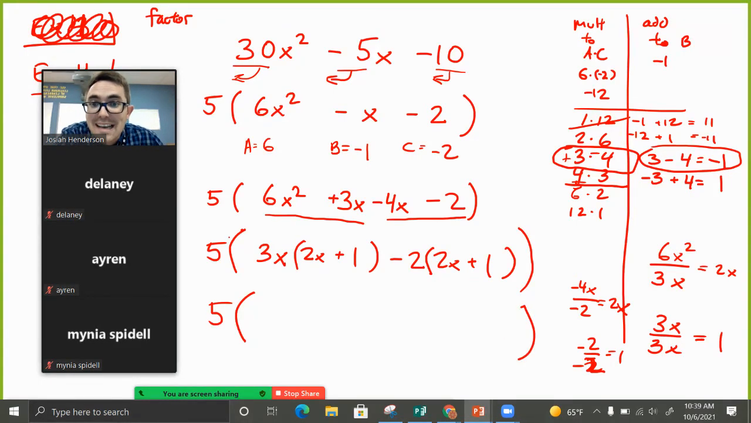And now our final step. This is, I think, the easy part, but it is a lot of work to get here. Now we factor out the 2x plus 1s because we've got 3x times the parentheses minus 2 times the same parentheses. So what we're doing is we're factoring out that whole parentheses, and it doesn't matter which side we write it on. So I'll write it first here, 2x plus 1 times the leftovers, 3x minus 2.